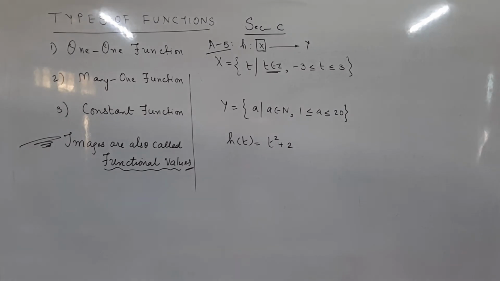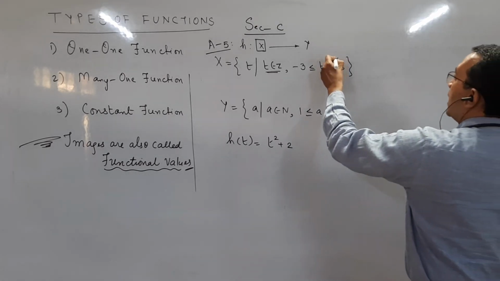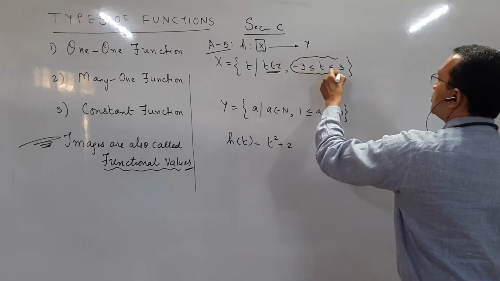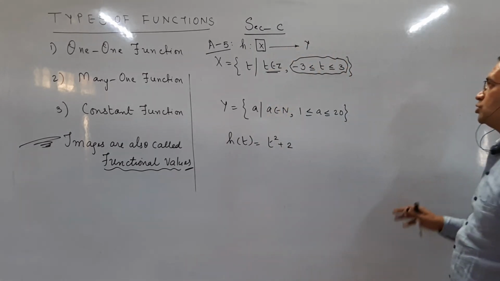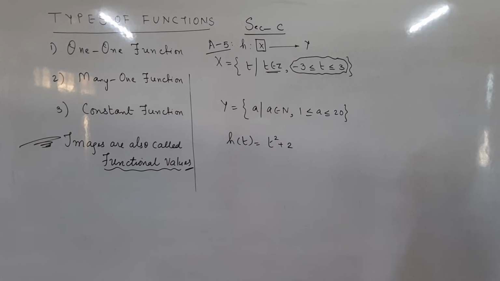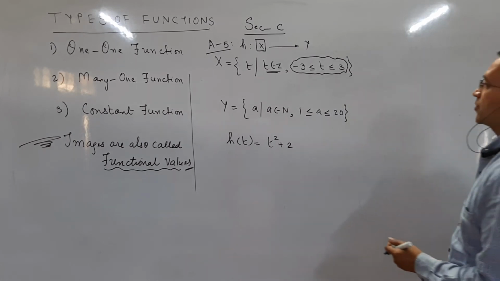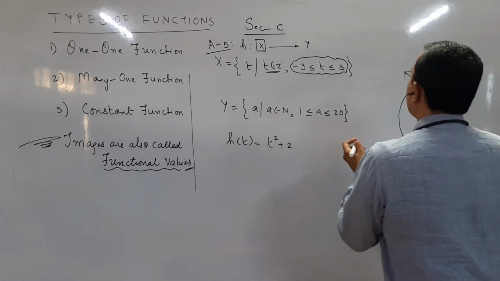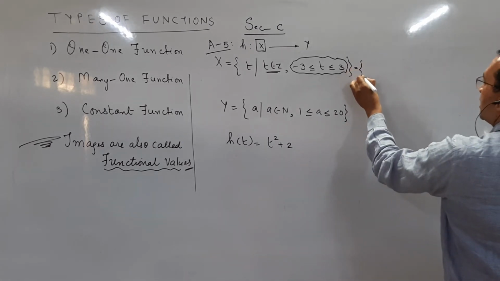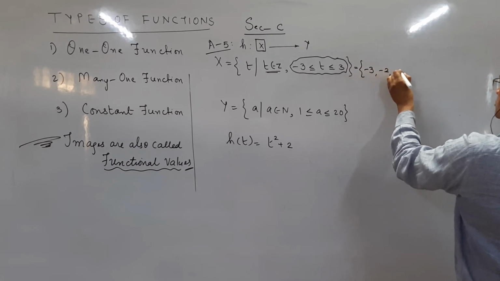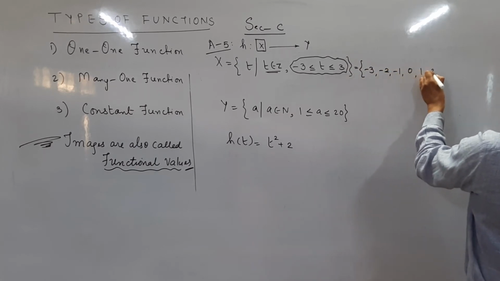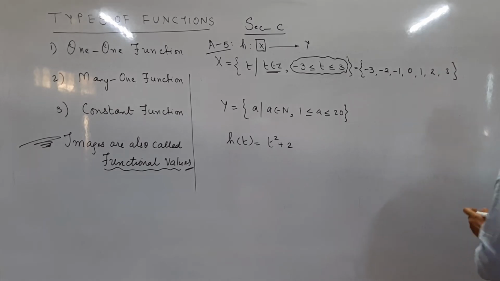T belongs to z means integer, and if you concentrate, students, on this condition, minus 3 less than or equal to t less than or equal to 3 means I have to write integers starting from minus 3 to 3 because equal to is there. So the integers starting from -3 to 3 are -3, -2, -1, 0, 1, 2 and 3.